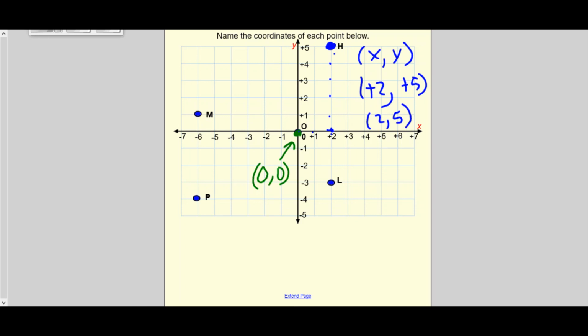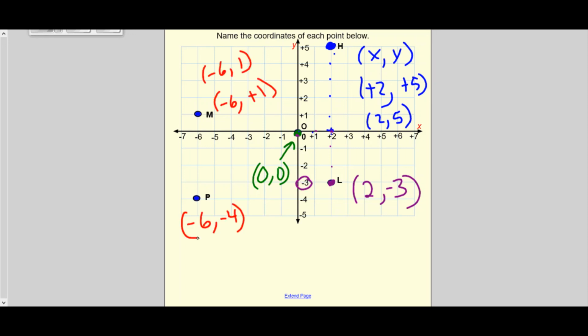To get to L, same idea here. I'm going to start at the origin. Here's L, it's to the right of the origin. So I'm going to go right 2. So my X is 2. Then I'm going to go down 1, 2, 3. So since I went down 3, my Y coordinate is going to be -3. So I would like you to try M and P. Pause the video, give those a try. So if you tried M, you should have got (-6, 1), or if you'd like, (-6, +1). And for point P, it's (-6, -4).